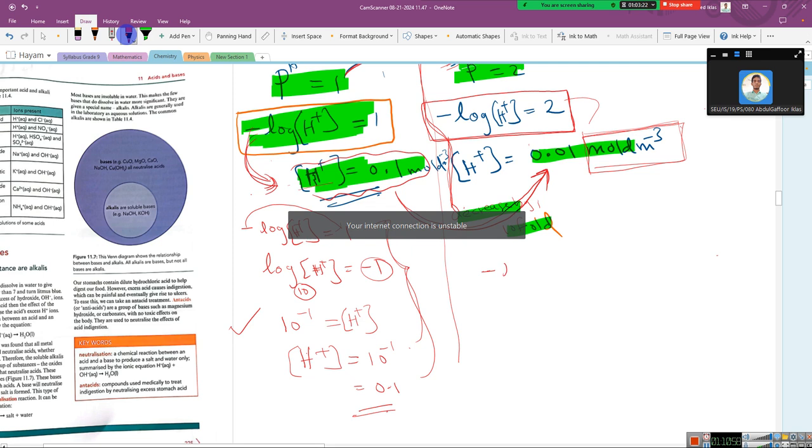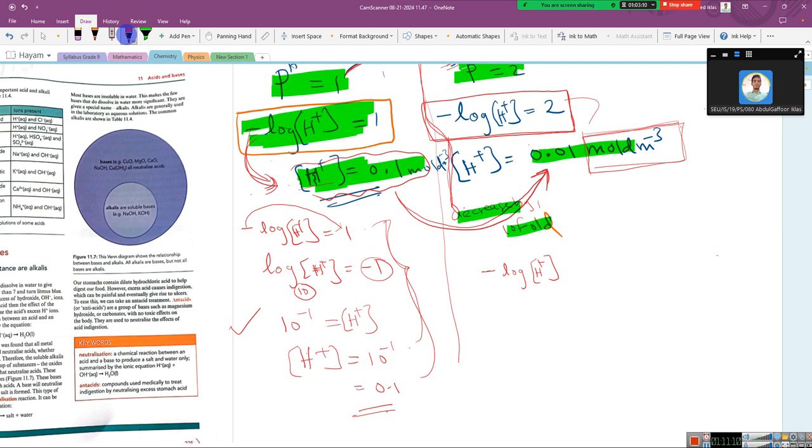So, minus log H plus. Can you tell me the way I have to put this in the calculator? The 10 power minus 1. You forget about the calculator now. Keep your calculator aside. You don't need the calculator for this. We can do it manually, right?